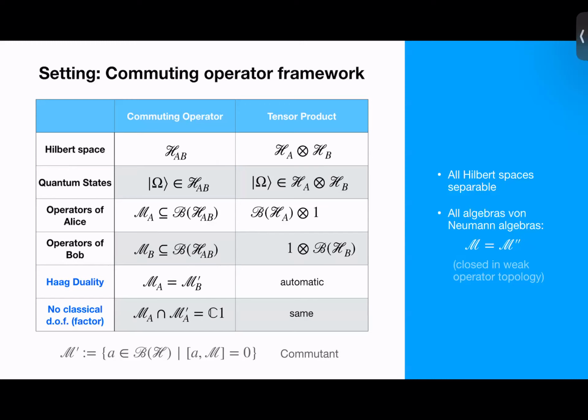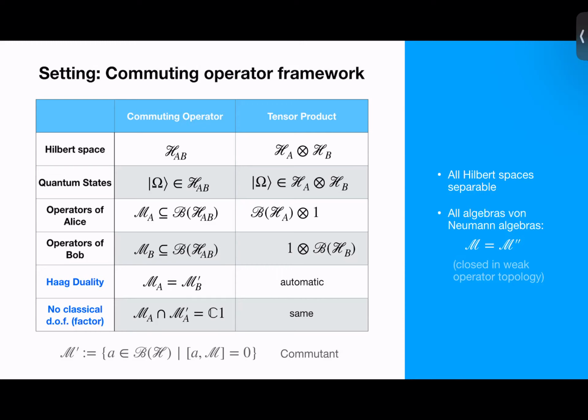And in the commuting operator framework, we relax some of these assumptions. So now we have one big joint Hilbert space, which is not a tensor product. Quantum states are still quantum states. The operators of Alice are now some observable algebra in this big Hilbert space. Similarly for Bob. And of course, we have to assume that they commute, otherwise it wouldn't make sense. And we will impose 2 further important assumptions here that are automatically fulfilled in the usual tensor product framework. One is what we call hard duality, which means that all operators that commute with Alice's operators are the ones that are controlled by Bob and vice versa. So the situation is symmetric.